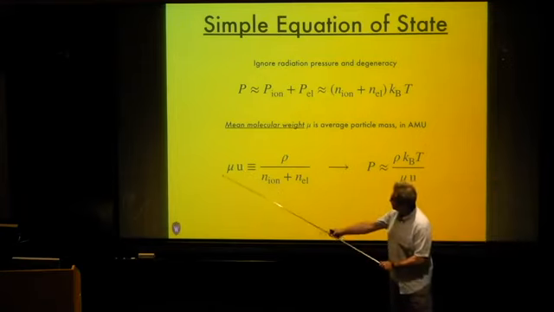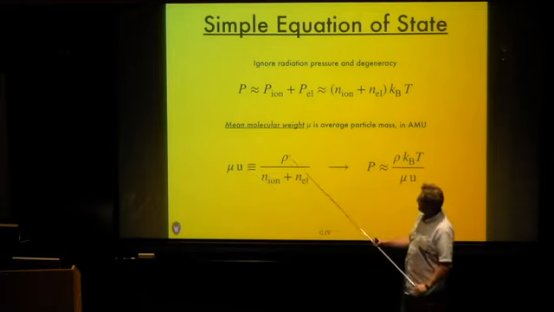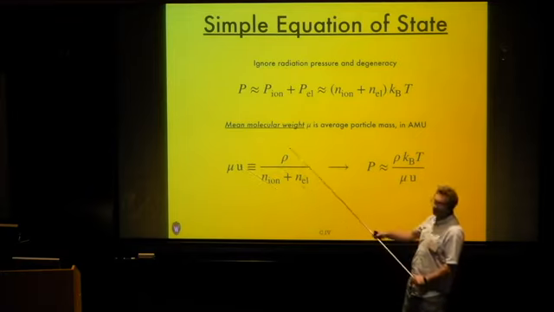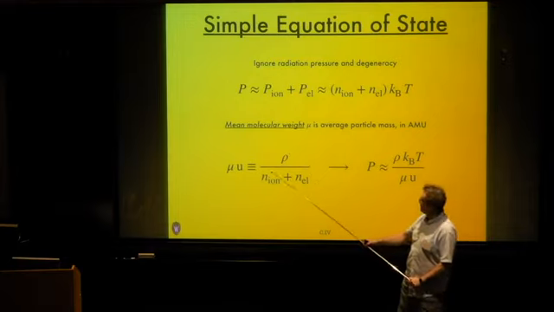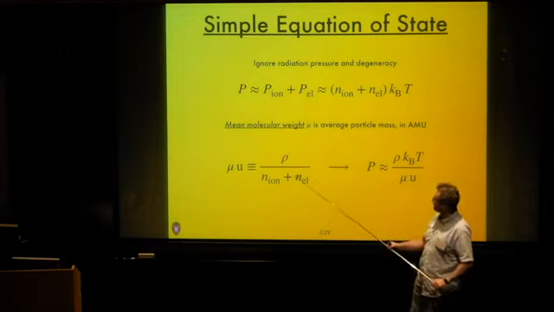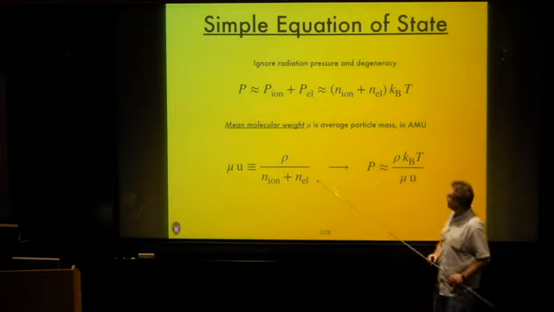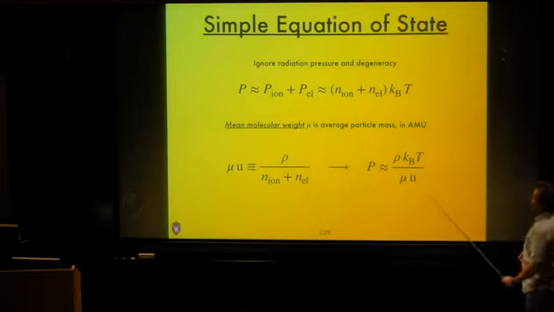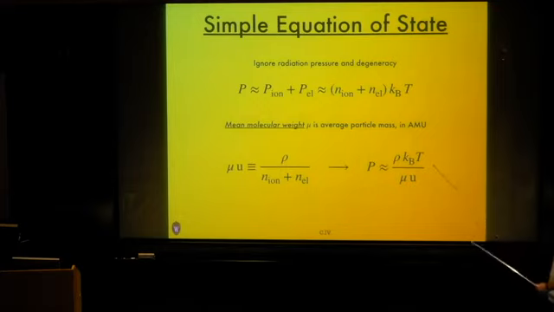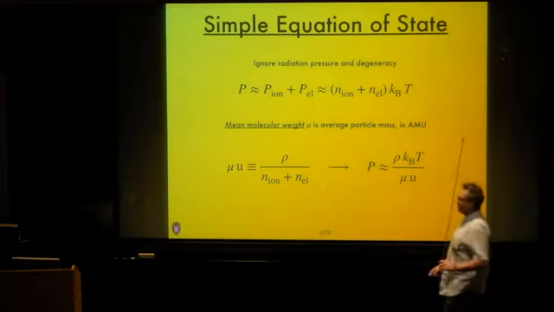So the mean molecular weight times the atomic mass unit is, by definition, the same as the ratio between the mass density, rho, mass per unit volume, and the total particle number density, which is just the number density of ions plus the number density of electrons. And using this expression, we can rewrite the equation of state in a form that appears in many textbooks on stellar astrophysics, which is just that the pressure is density times Boltzmann's constant times temperature over the mean molecular weight times the atomic mass unit.